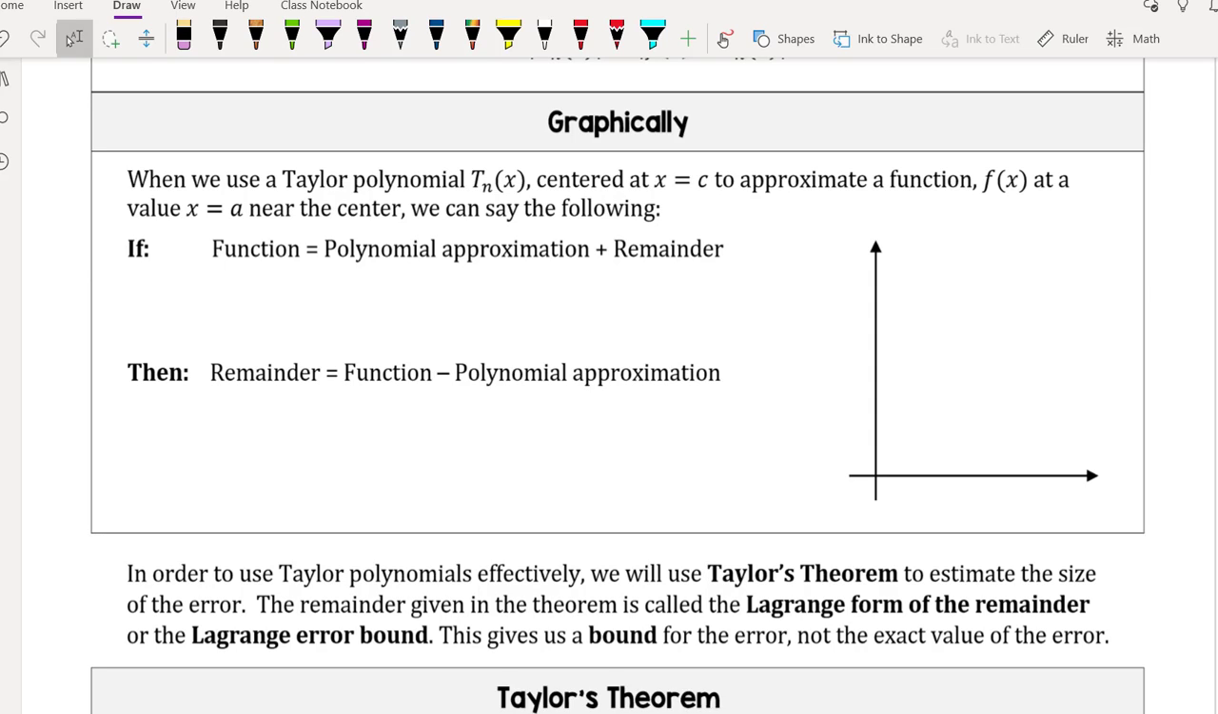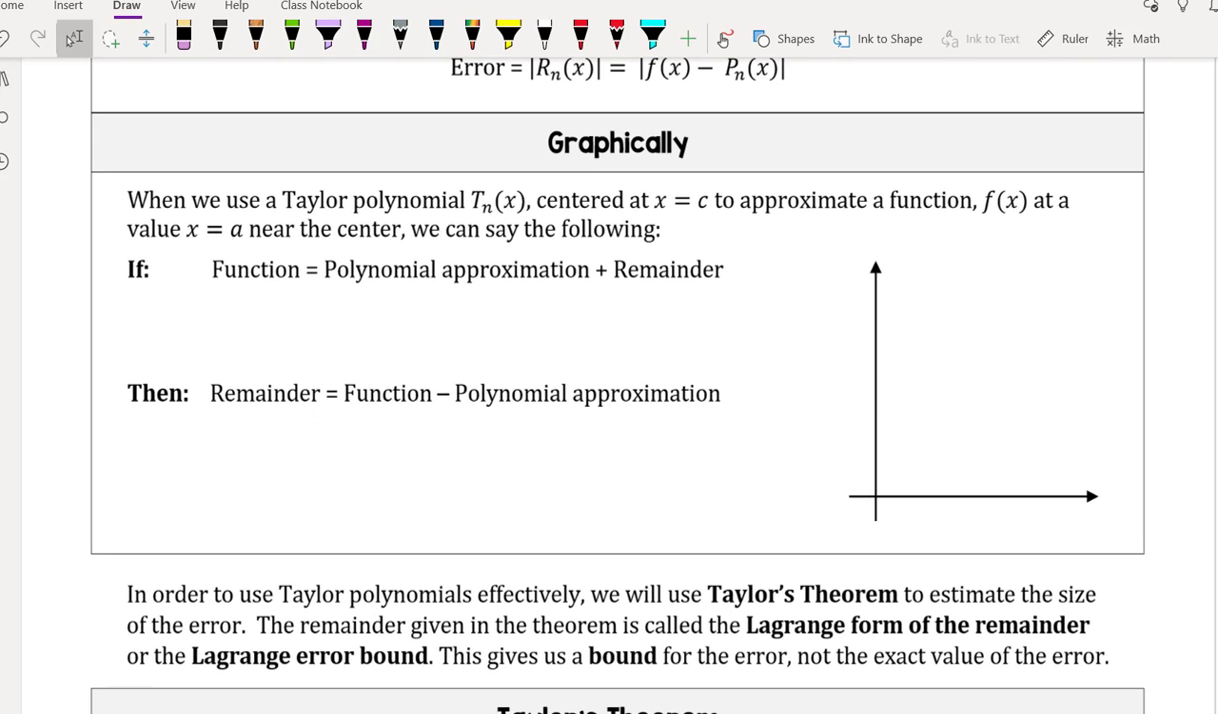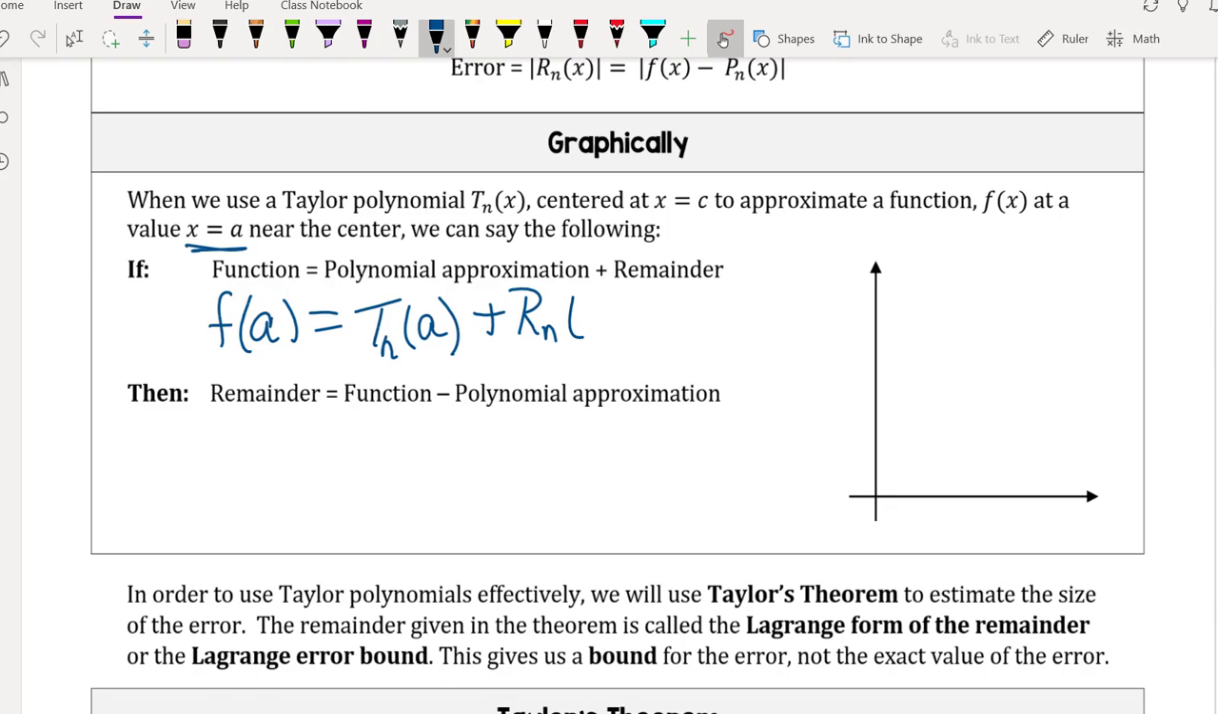So if the function is equal to the polynomial approximation plus the remainder, let's write out what that looks like. The value we're trying to figure out is f of a, because we're trying to find the value at a. Remember, a needs to be near c. It can't be too far off from c. It's going to be the Taylor polynomial at a, plus the remainder's value at a.